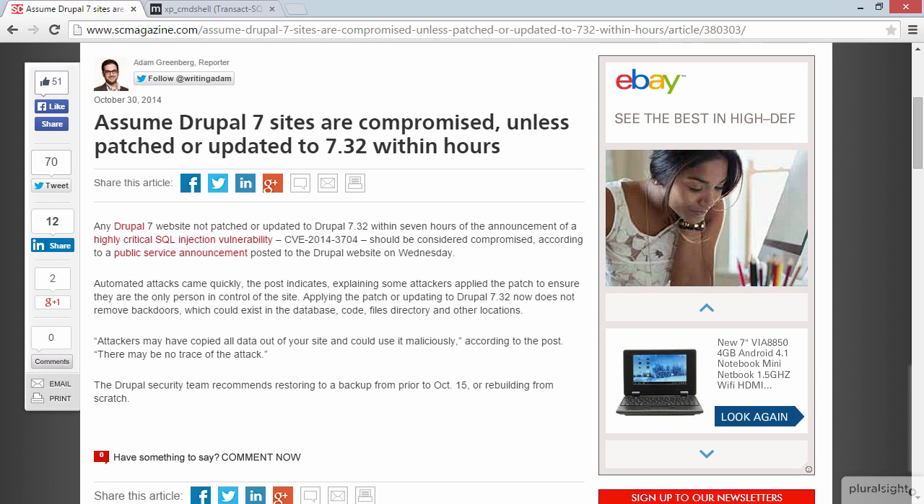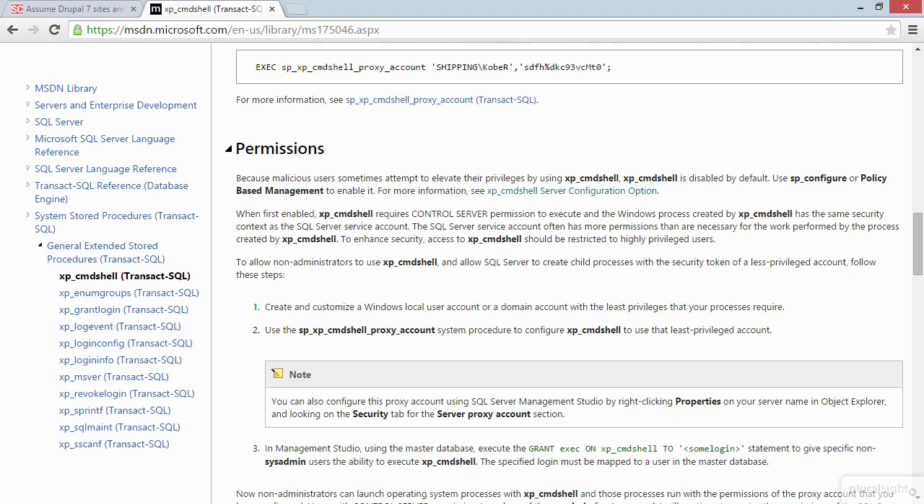Another good example, and this one's more about using modern versions of software, is XP Command Shell. Now, we looked at that in the last module around advanced SQL injection attacks. And at the time, I explained that XP Command Shell is regularly used in examples of SQL injection, but often it's not explained that this is off by default. And in fact, as you can see here on Microsoft's own site, it's off by default because it is used by malicious actors.